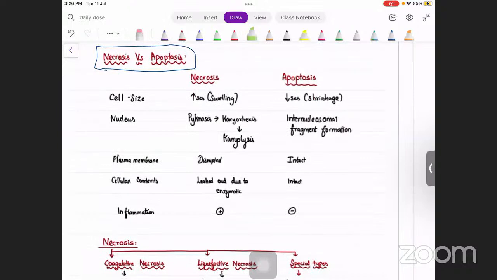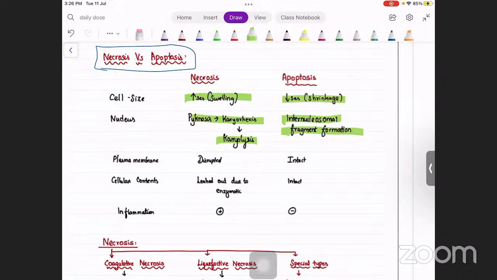The table is very, very important. In the case of necrosis, cell size increases, while in the case of apoptosis, there is cellular shrinkage, a decrease in cell size. The nucleus will undergo the irreversible cell injury changes in necrosis: pycnosis, karyorrhexis, karyolysis. While in apoptosis, it will form intranucleosomal fragments.